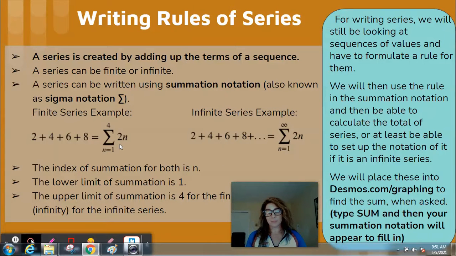You still need to write a rule for it. The rule is always coming after your summation sign, just so you're aware. We're going to be using Desmos. You're going to use the Desmos graphing calculator in order for us to come up with these solutions. And I'll show you in class how to do it. But it's basically you type sum, and you'll notice the summation, that big sigma is going to appear. And then you'll just fill in the values.